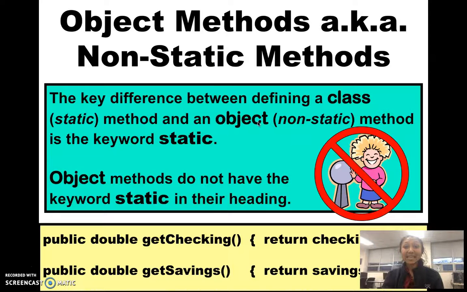Object methods, also known as non-static methods. You may have noticed in the previous chapter, when we started making classes and methods in our classes, we had to put the keyword static before every method we created, because those methods were actually class methods. So all your class methods have the keyword static, but the key difference between defining a class method and an object method is the keyword static. Object methods do not have the keyword static in their heading.